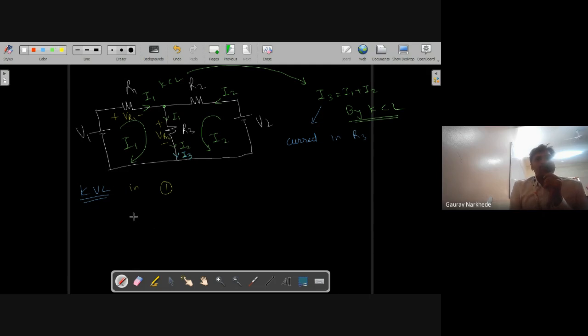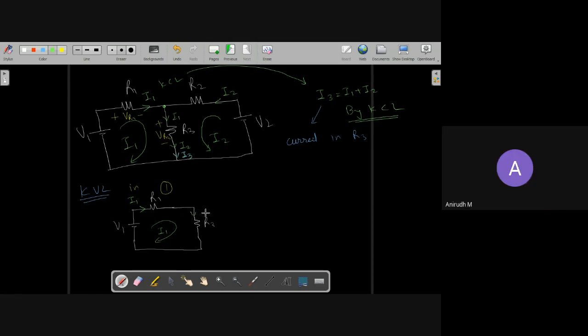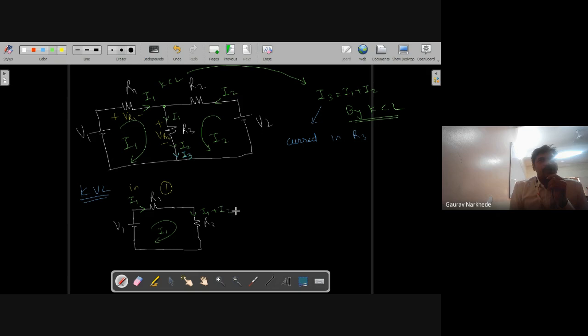Again, I will redraw the circuit. Let us call this V1, this I1, and this R3. Then I will assume the current directions as I assumed in the original circuit. What is the current in R1? I1. What is the current in R3? I1 plus I2, if we are considering the current in the second loop also.